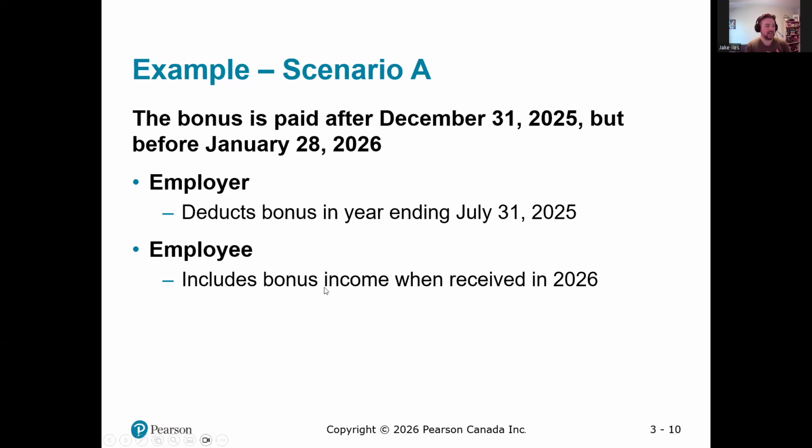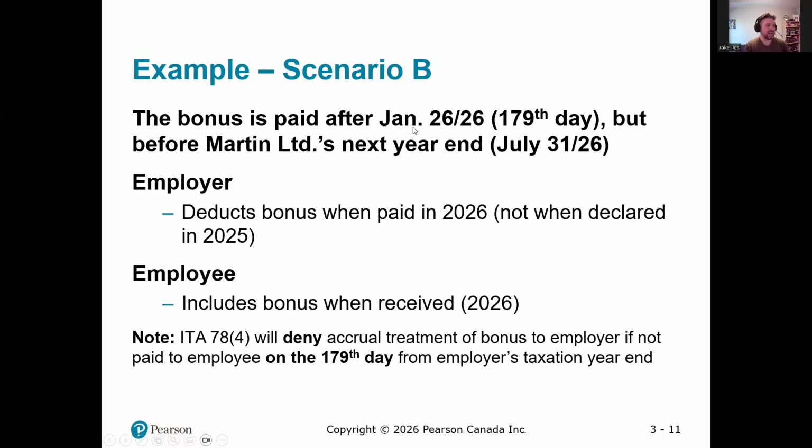The employee includes the bonus income in 2026. If it's paid after January 26th, we went over that 180-day deadline. We went over that 6-month deadline. So Martin Limited's next year, the employer will deduct the bonus when paid in 2026.